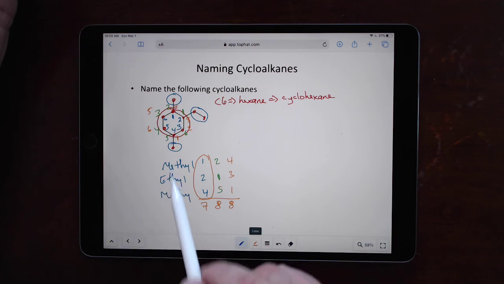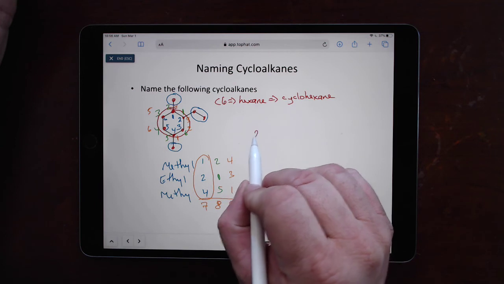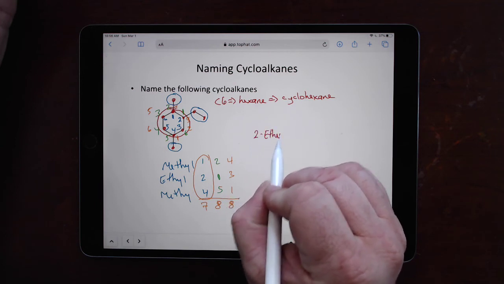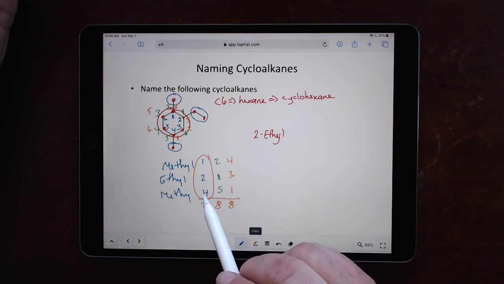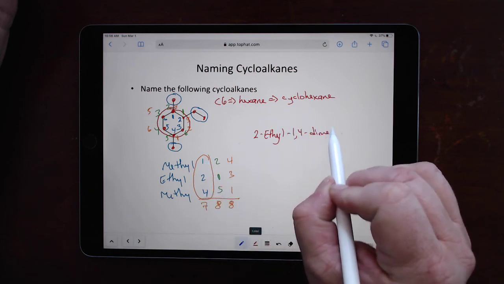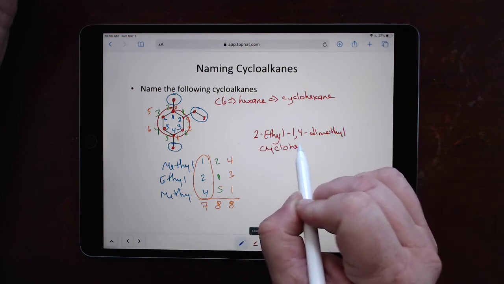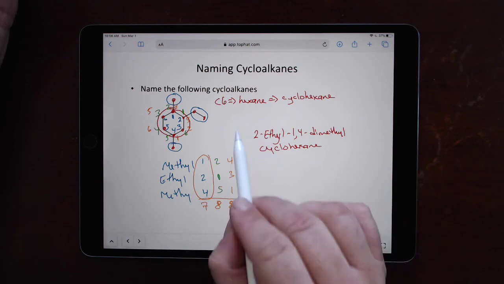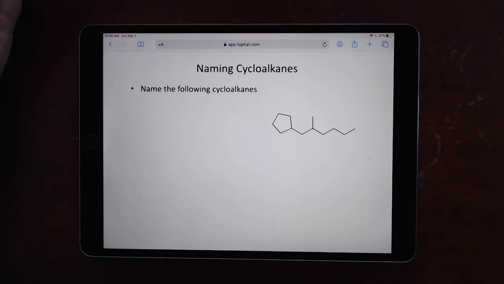Ethyl comes before methyl, so when we put the name together, it's going to be 2-ethyl. We have 2 methyl groups, one at carbon 1, one at carbon 4. So 1,4-dimethyl, cyclohexane. There we go.